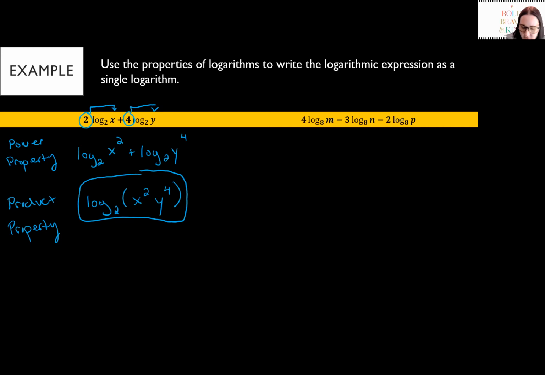So the first step is to use that power property. And we're going to put all of those coefficients up as exponents. And when you do this, just ignore the minus signs because we're going to use our quotient property to combine them with division. So you can ignore the minus signs and just put the numbers up there. So we're going to have log base 8 of m to the fourth minus log base 8 n cubed minus log base 8 p squared.